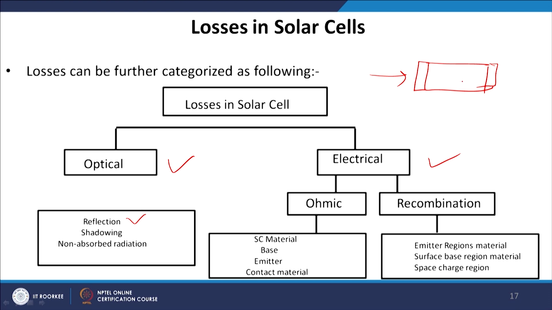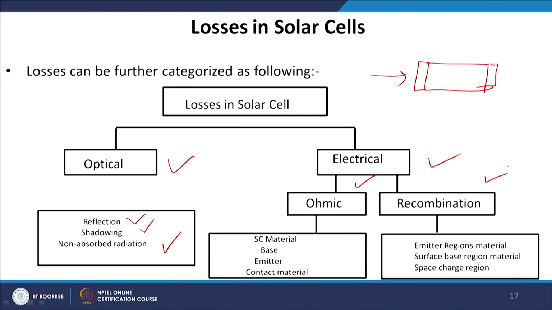Similarly, the structure of the device can be such that there is a shadow effect, so we do not get the amount of solar radiation which we intended to get. That is called shadowing. Similarly, a significant amount of radiation can go unabsorbed, that is called non-absorbed radiation. Now there can also be electrical loss, which can be ohmic loss or recombination. Recombination is a fundamental problem that happens due to electron-hole recombination; we cannot avoid it. We can try our best to minimize it, but some recombination loss will always happen.